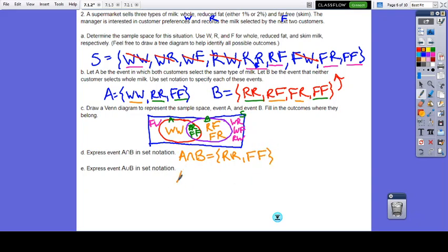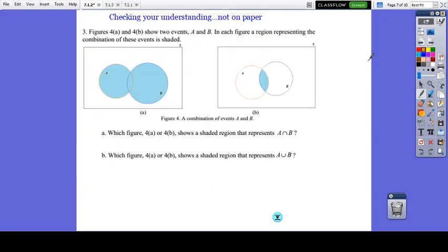To talk about A union B, it's in one or the other. We put them together. We're going to list everything that's listed in here, but only once. So I'm going to go from left to right: WW, RR, FF, RF, and FR. Essentially what I did is I just listed anything that was in either of those circles, including the middle there. So that's my intersection and union. Make sure you go over those. If you have questions on those, please don't hesitate to ask about them.